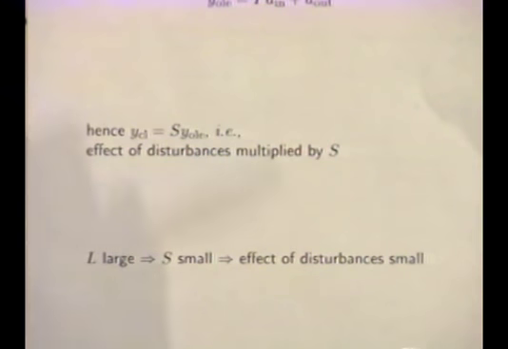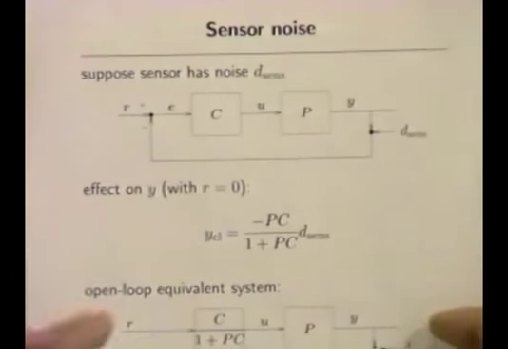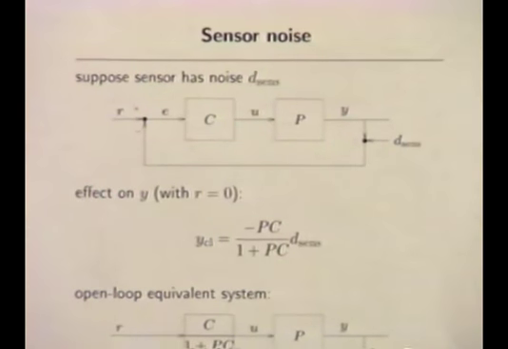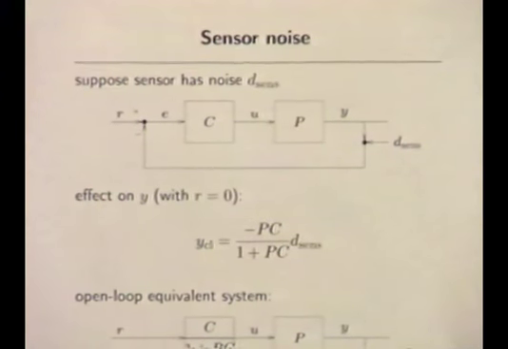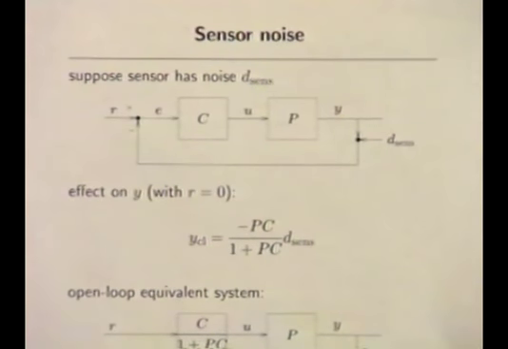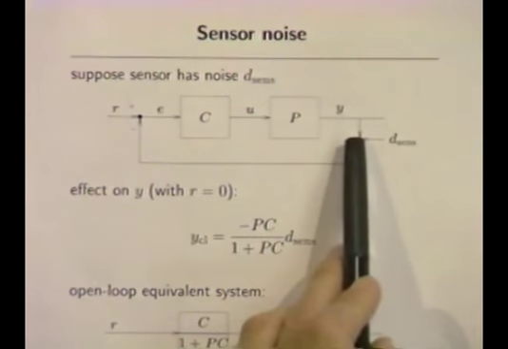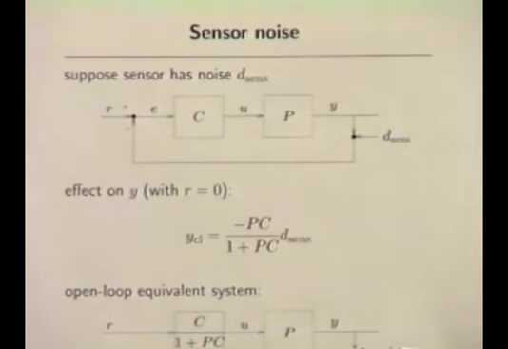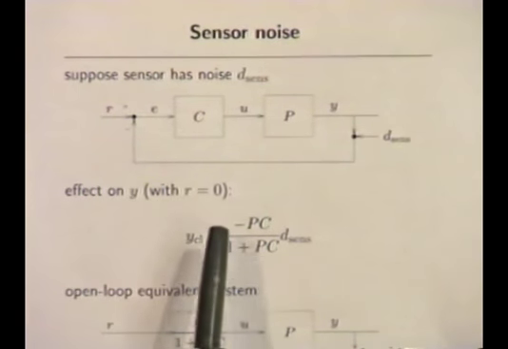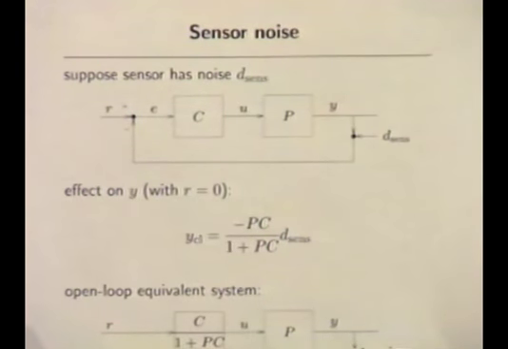And we'll look at one more thing, and that's sensor noise. And actually, it's very important to consider this one, because it's the one that goes the other way. Here it is. If you have a sensor noise here, that's adding something in here, and you work out what the effect on Y is, it's minus PC over 1 plus PC times the sensor noise.